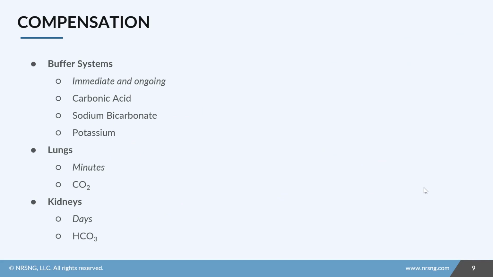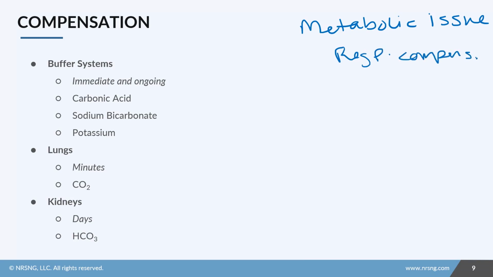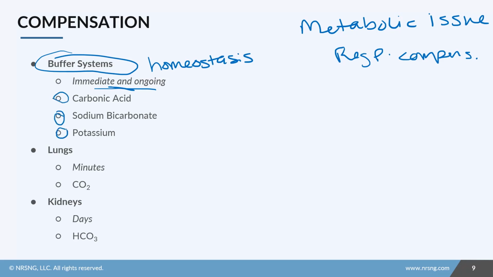So what does compensation even mean? Compensation is when one system is trying to fix the problem caused by another. So if there is a metabolic issue, then we will see the respiratory system kick in to try to compensate. Okay? Now there's 3 main compensatory systems in our body. One of them is this set of buffer systems that are constantly working in our bodies to make slight changes to help maintain homeostasis. So the 3 main buffers that we have are carbonic acid, sodium bicarbonate, and potassium.